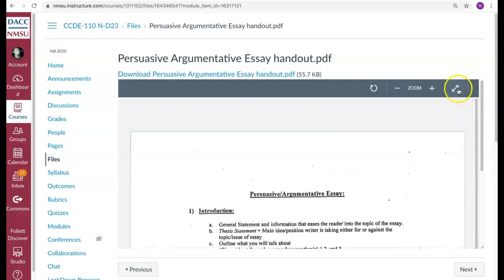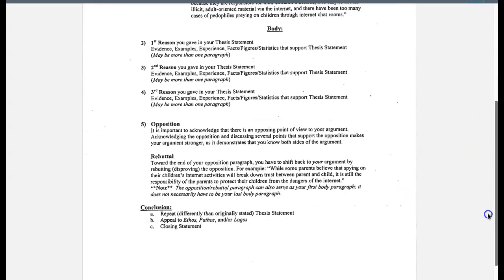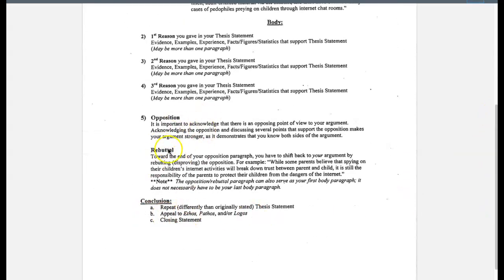So your essay is basically going to consist right now of 5 paragraphs. You are going to have an introduction, and then in your body, you're going to have your 3 reasons, and then you're going to have your conclusion. Right now, we are not worried about the opposition or rebuttal. That is something that we typically do in English 111, so for right now, we're not going to address it because it is our first essay.